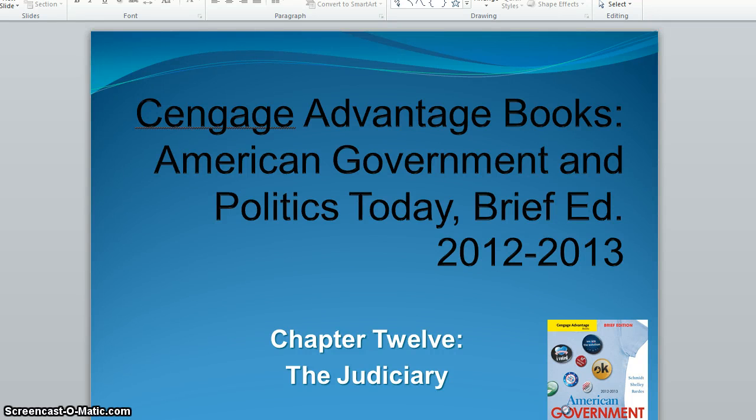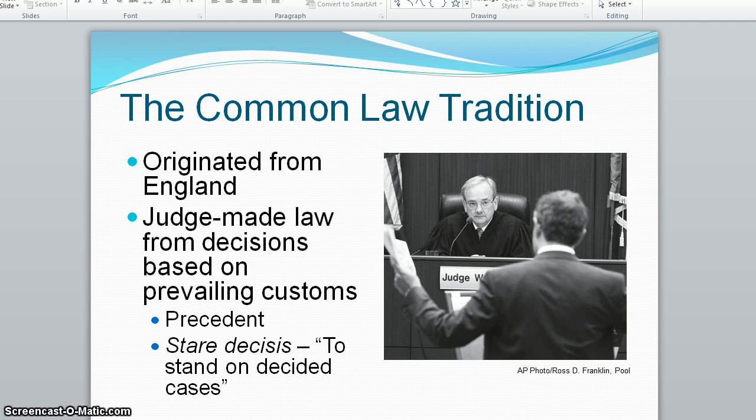In this chapter, we'll talk about the judiciary and the important role that it plays in Americans' governmental and political process. The decisions of judges based on prevailing customs have formed a body of rules that we know as common law. The system originated in England, later adopted by the colonies, creating a legal foundation that thrives in the U.S. still today.